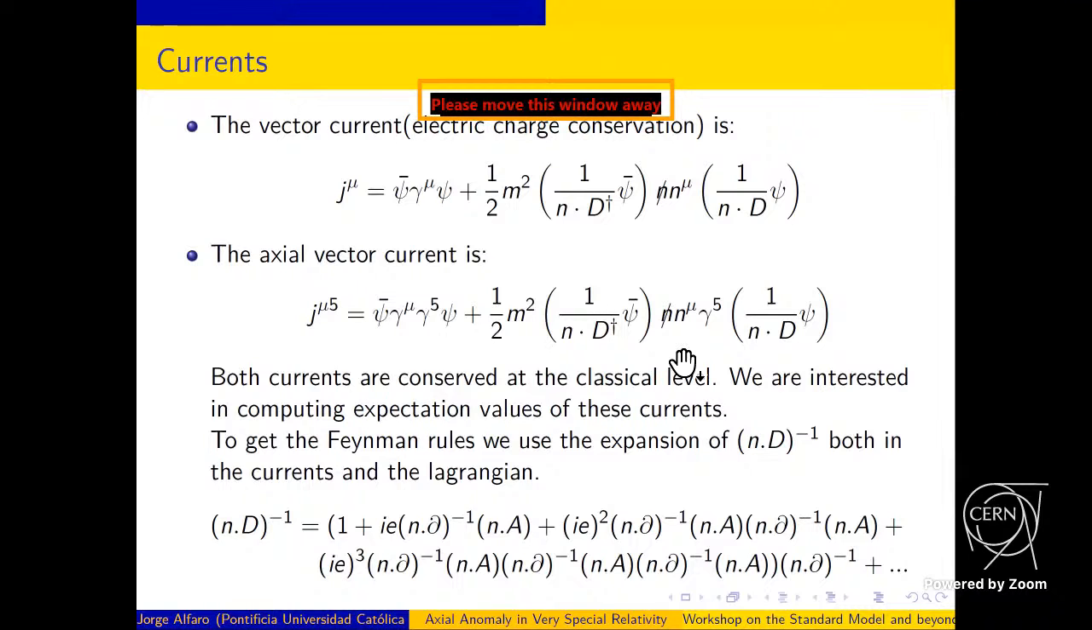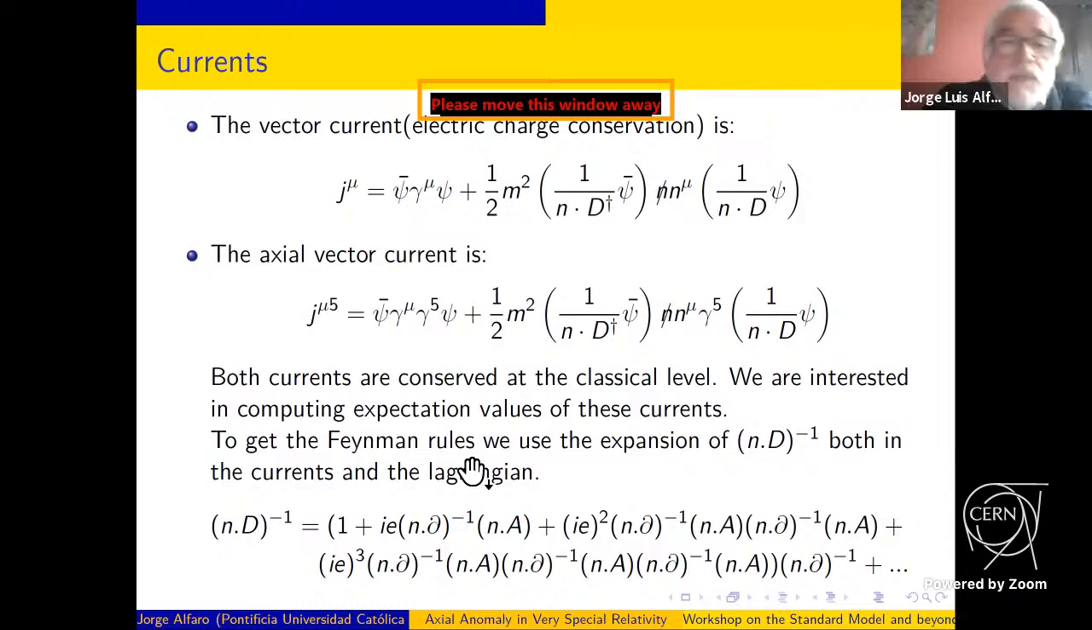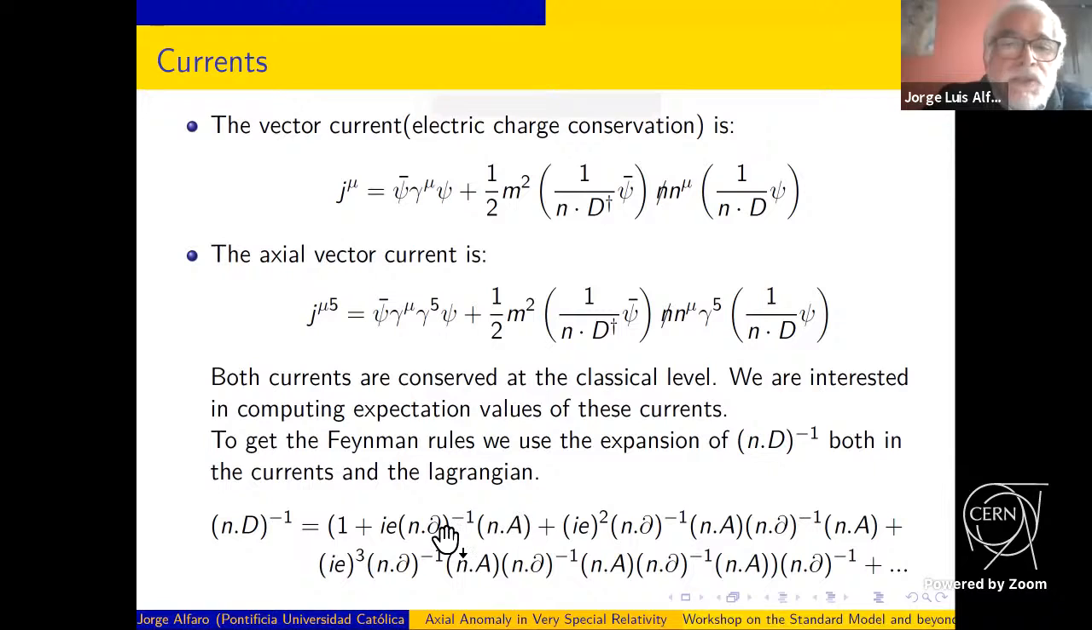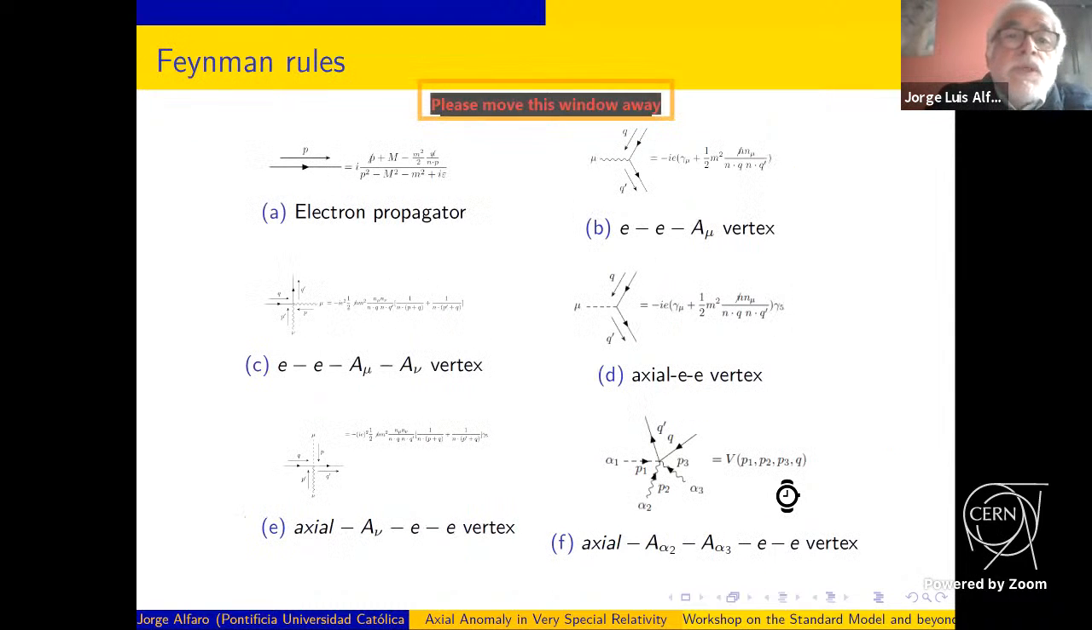And so we are interested in computing the expectation value of this current to see how they develop an anomaly at the quantum level. The one complication of this type of model, because of the non-locality, is that we actually get an infinite number of vertices, and they are obtained by expanding this operator both in the current and in the Lagrangian as a series in the photon field, and you get the infinite series there. That produces Feynman rules that I wrote some of here. It's not important to go into details.